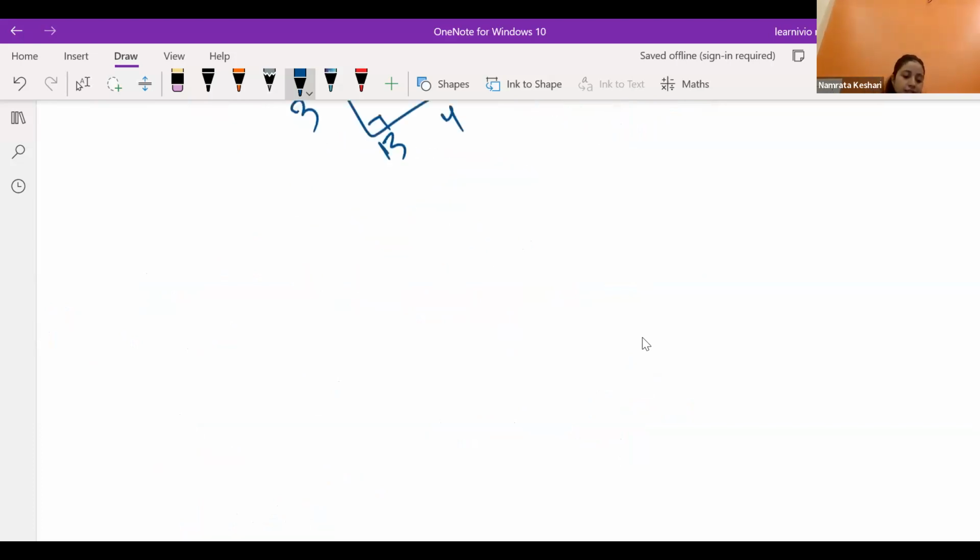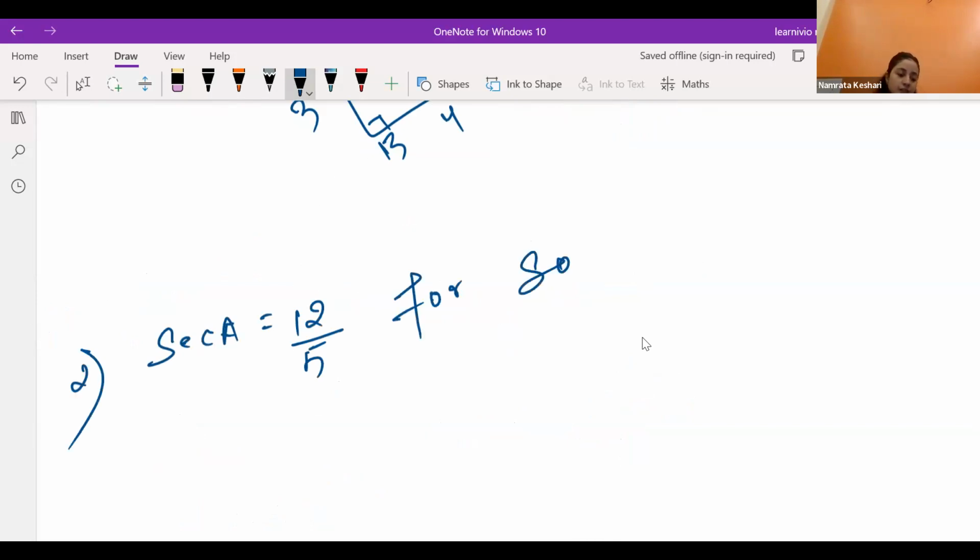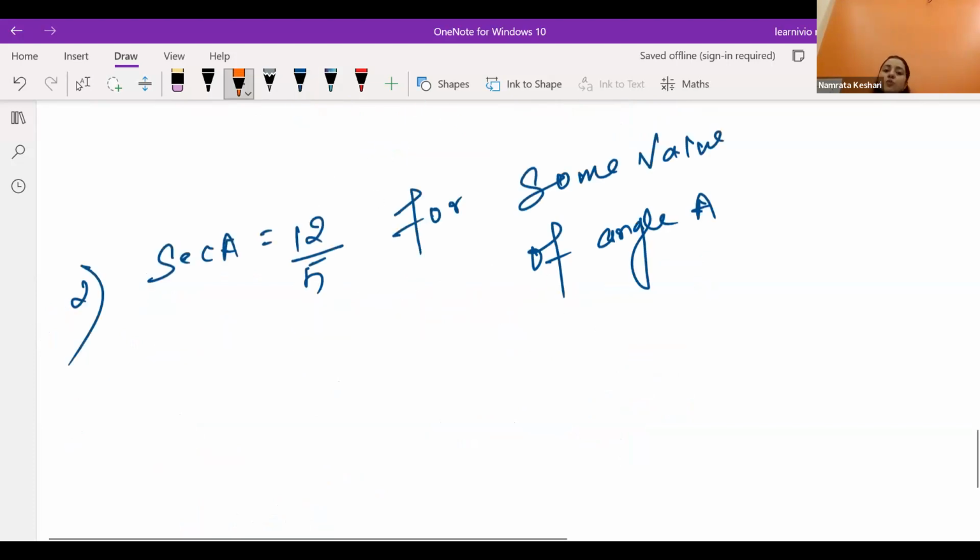Yes. Next one is sec. Sec A is 12 by 5 for some value of angle A. Now let's check whether this is true or false. Sec A is 12 over 5 for some value of angle A.